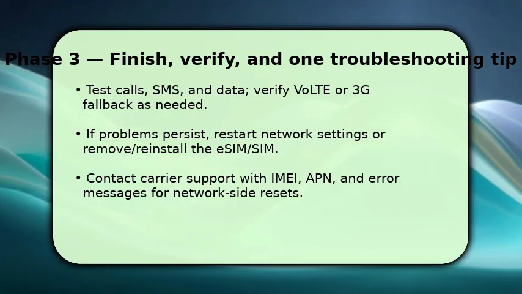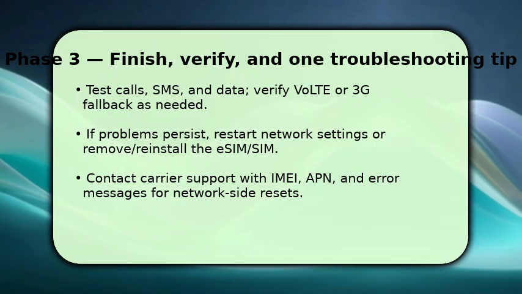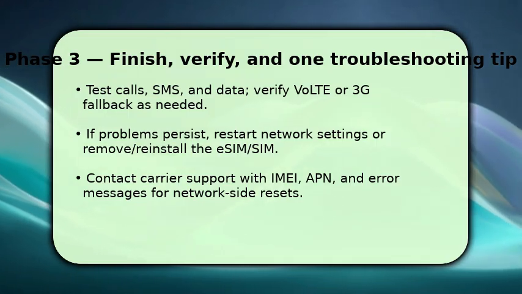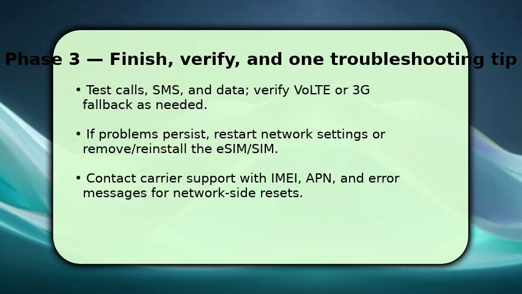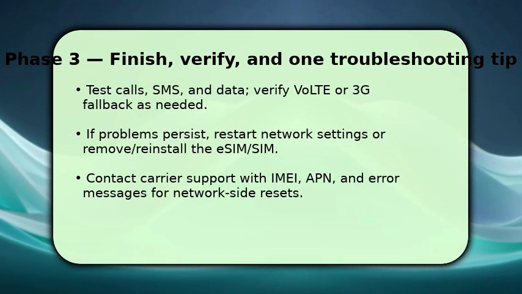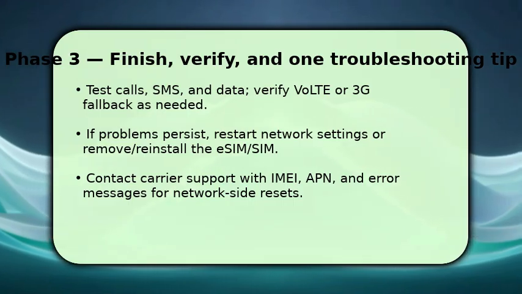If that fails, contact your carrier. Provide IMEI, APN values, exact error messages, and timestamps so they can trace registration attempts. This lets them perform a network-side refresh or unlock your roaming from their end.